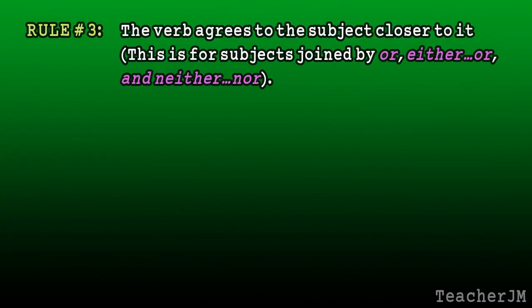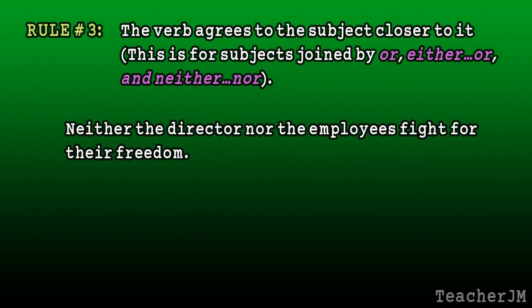Rule number 3. The verb agrees with the subject closer to it. This is for subjects joined by or, either or, and neither nor. Example: neither the director nor the employees fight for their freedom. In this sentence, the verb fight is closer to the subject employees. Because of this, the verb fight agrees with the subject employees, because employees is closer to the verb fight.